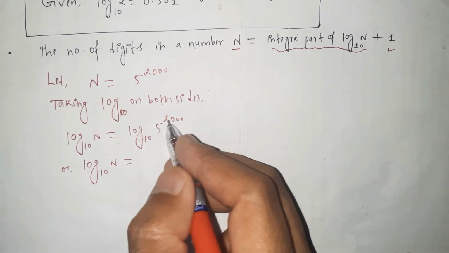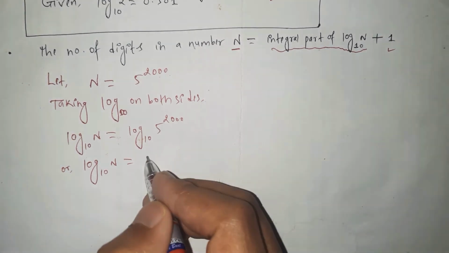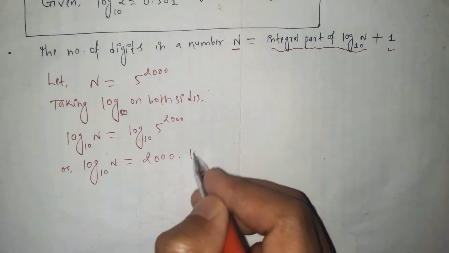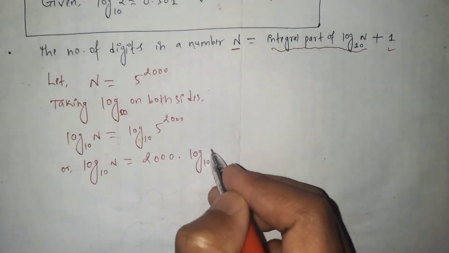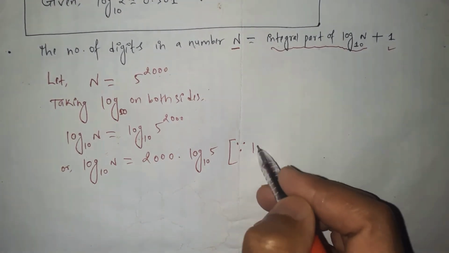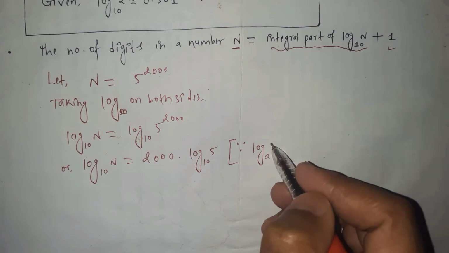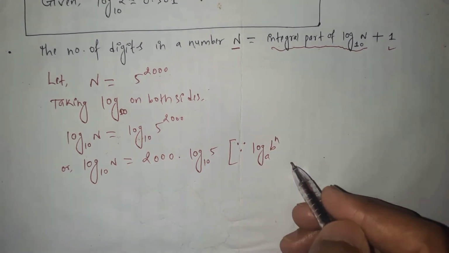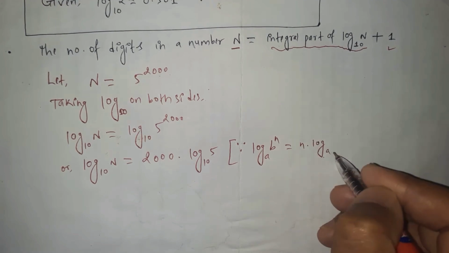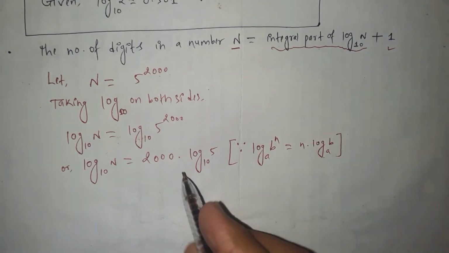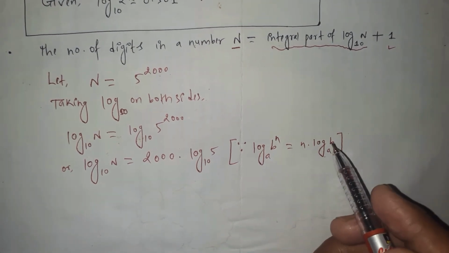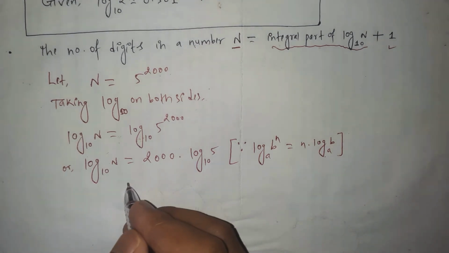Here the power of the argument comes in the front, so 2000 times log with base 10 of number 5. Here we just use the formula. Let me write the formula here. The log with base a of number b raised to the power n is n times log with base a of b. In this step we just apply this formula, power of the argument, and this can be simplified.